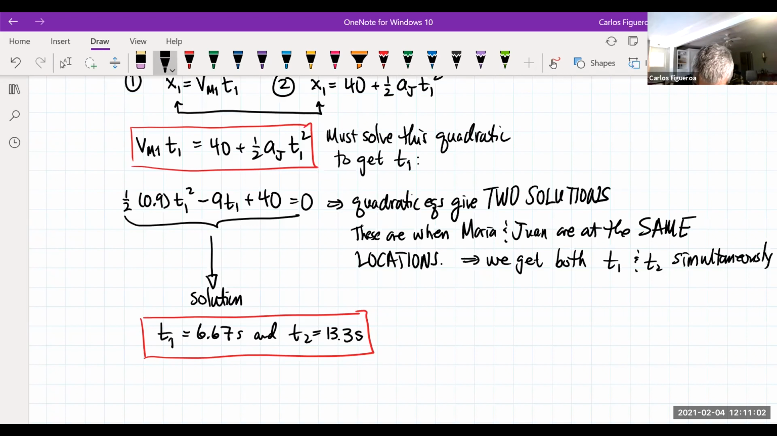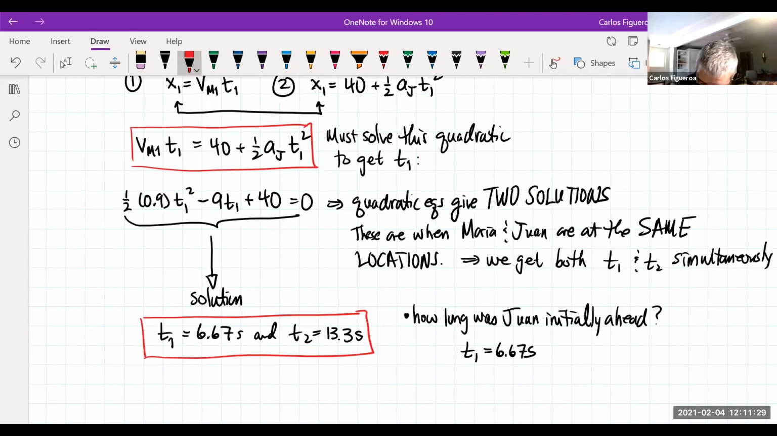Okay, so then the question I'll answer here is, how long was Juan initially ahead? Well, the answer to this has to be T1. This time is 6.67 seconds. So we know that for a fact.